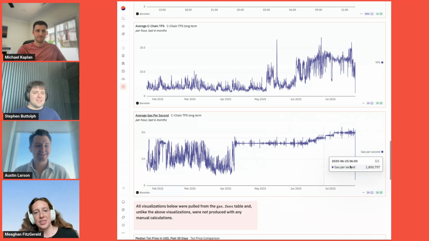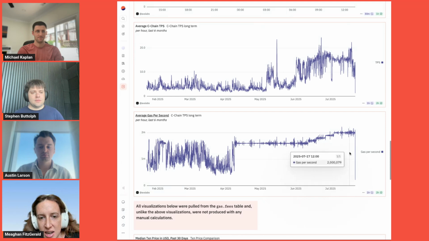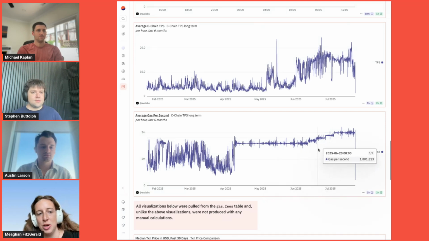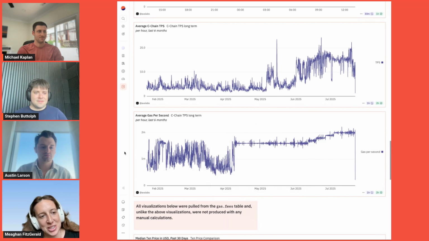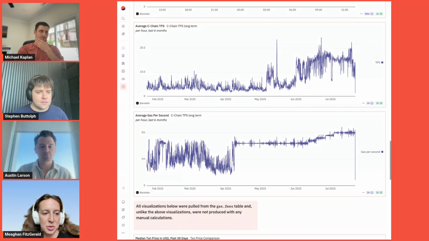But yeah, it almost looks like a step function started happening to the gas per second in June, just increasing what looks to be like 0.1 million. I do know why that happened, but I wanted to pose the question to Stephen and to Austin to say what maybe the motivation was, or why is that happening, and how do we feel about it?